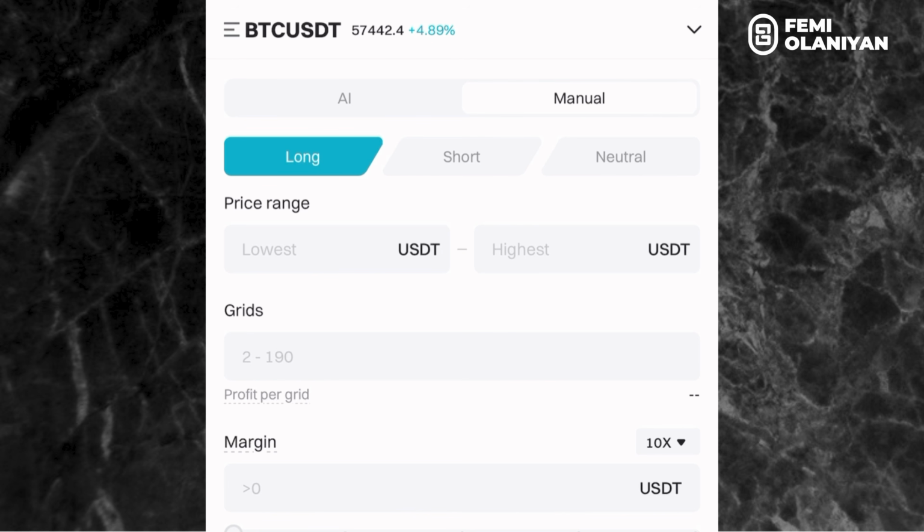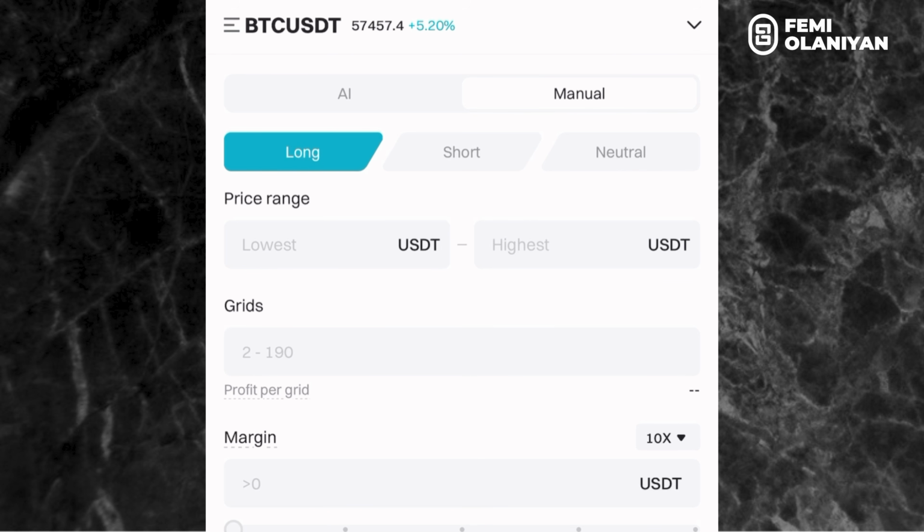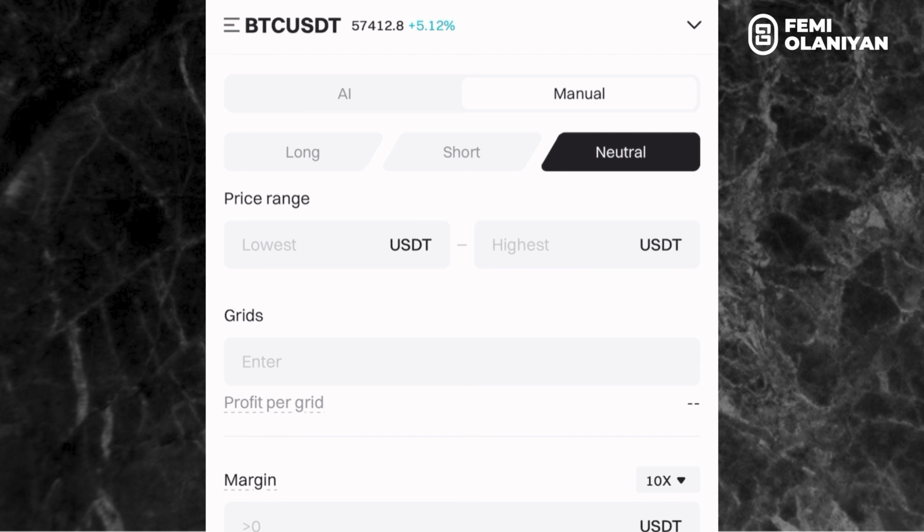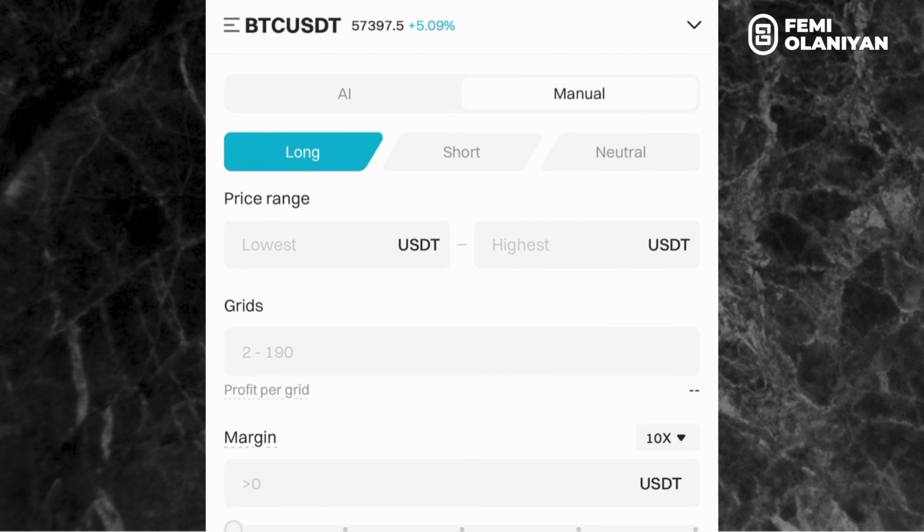For example, if you do analysis and say, oh, Bitcoin will go up today, that means that you want to long. But if you do analysis and say, oh, Bitcoin will go down today, that means that you want to short. But if you say, oh, Bitcoin will go up and down today, that means you are neutral. I hope you understand. So let's say, for example, you want to predict that Bitcoin will go up, you click on long. If you want to predict that Bitcoin will go down, you click on short. And if you want to predict that Bitcoin will be up and down, which will be neutral, you just click on neutral right here. But for this video, I'll be picking long because I think Bitcoin will be going up.